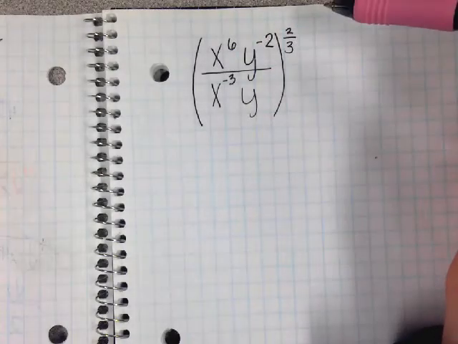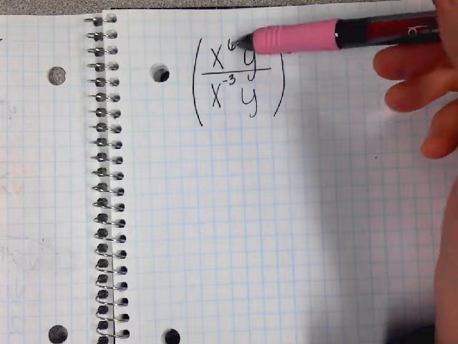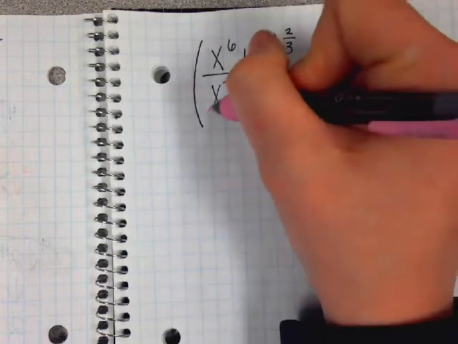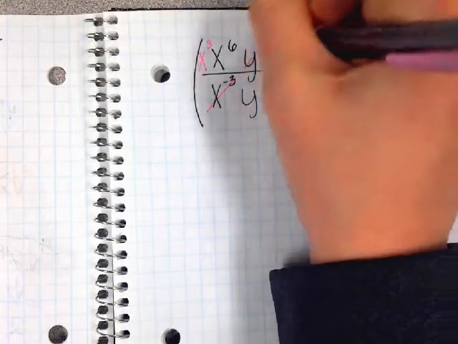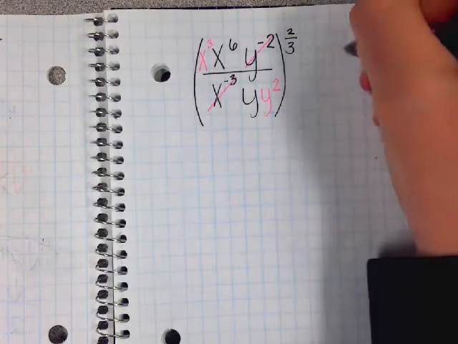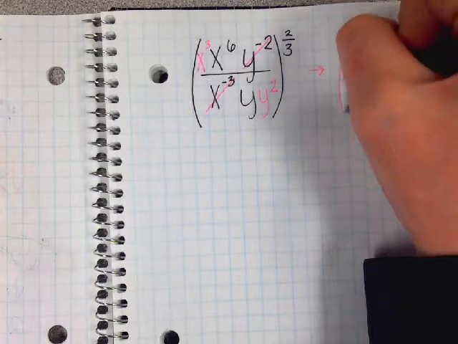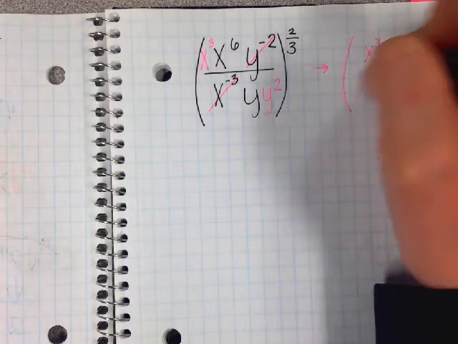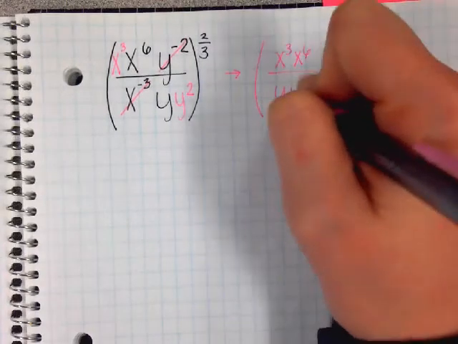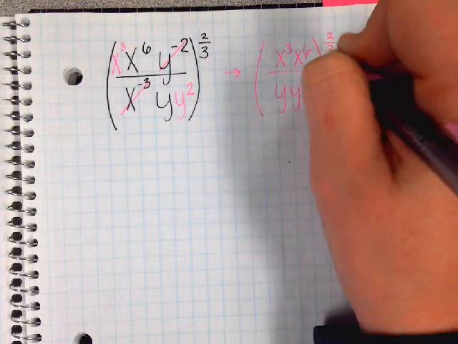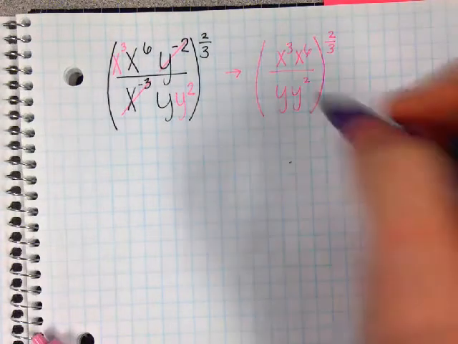Okay, I'm still going to simplify inside of the parentheses first, just so I don't have to multiply in as many times. So if I have x to the 6th divided by x to the negative 3rd, get rid of the negative exponent and move it to the top. Get rid of the negative exponent and move it to the denominator. So then we would have x cubed, x to the 6th divided by y squared, all raised to the 2/3 power.